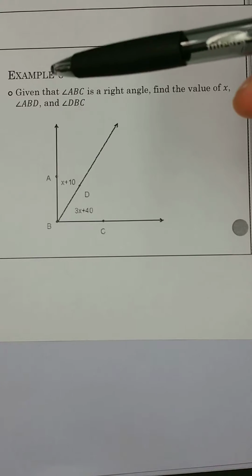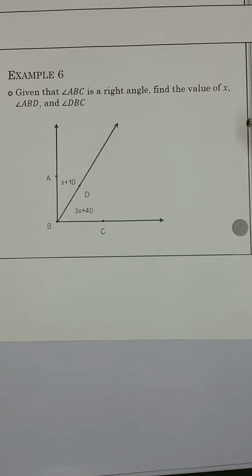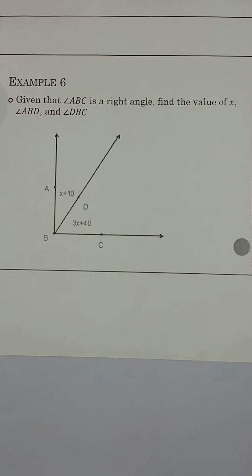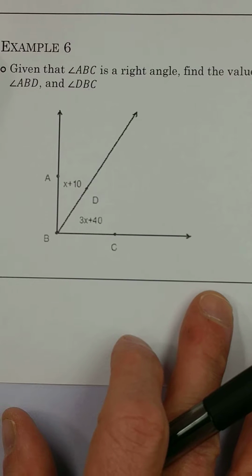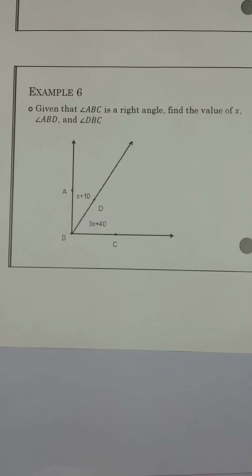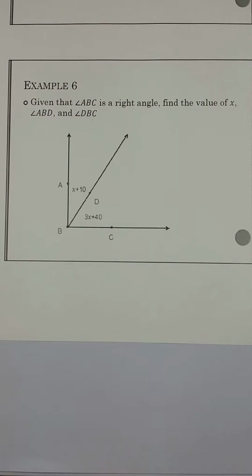Anyway, given that ABC is a right angle, find the value of X, ABD, and DBC. I went out a little bit too much. Let me get that. Looks pretty good. Okay. So, again, we're going to set up an equation and find X, and then from there find the missing angles.